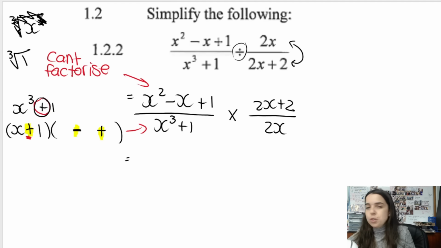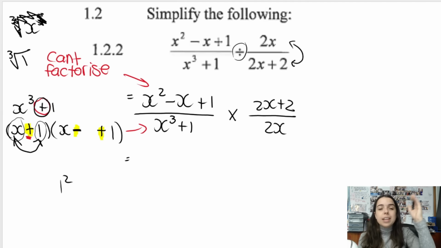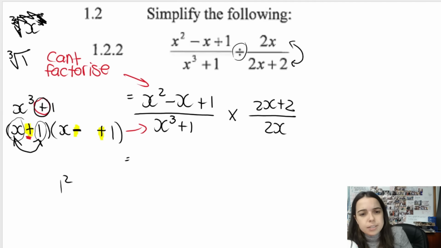So we did the first little bracket. Now how do we get the stuff in the second bracket? We square the first term. So x squared is x squared. We square the last term. So what is 1 squared? It's 1. And then to get the middle term, we multiply these two together. What is x times 1? It is x. So that is how we factorize this over here.